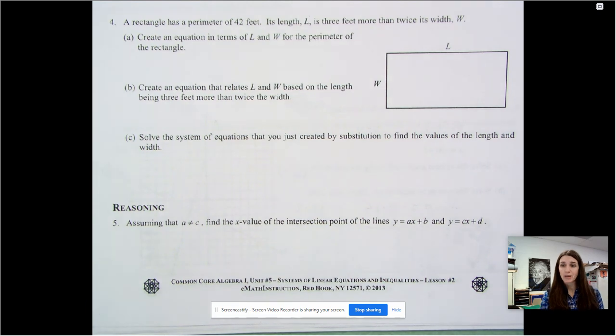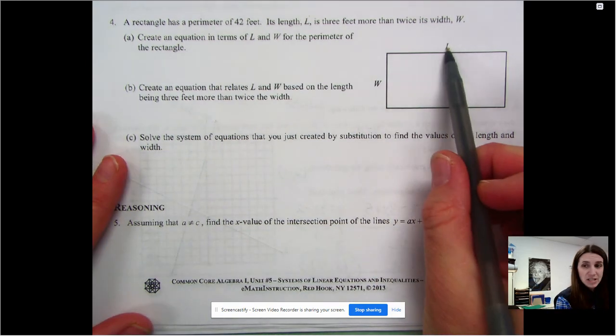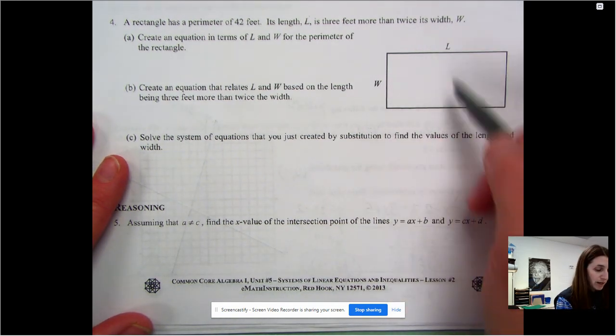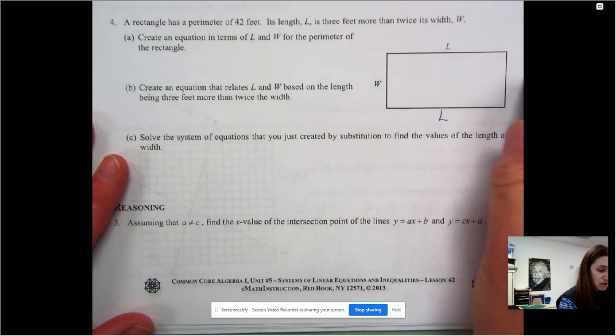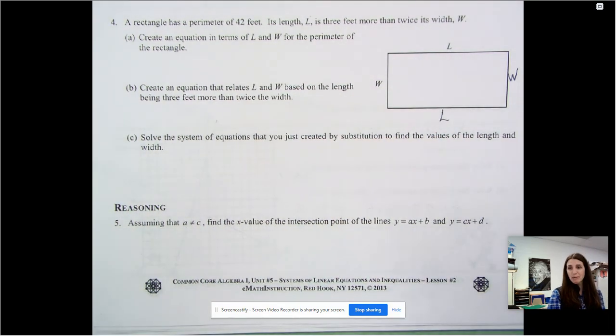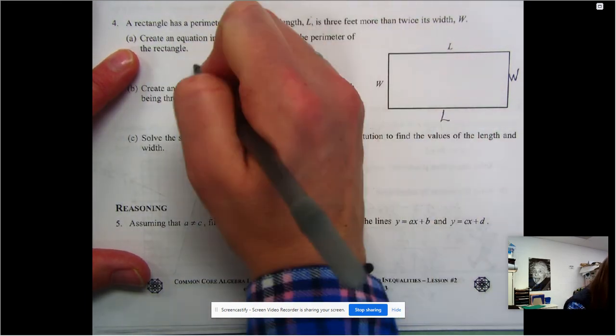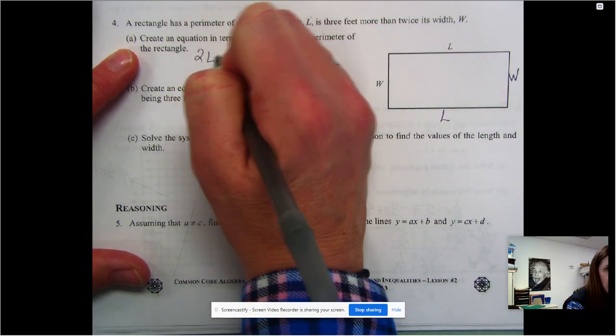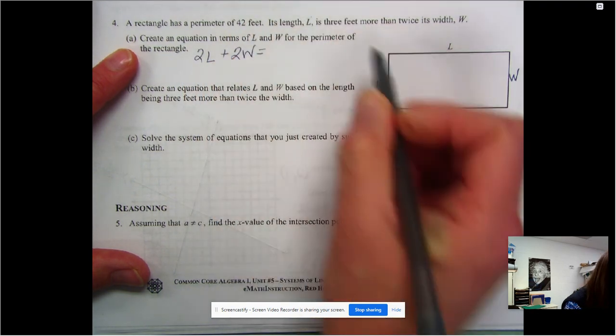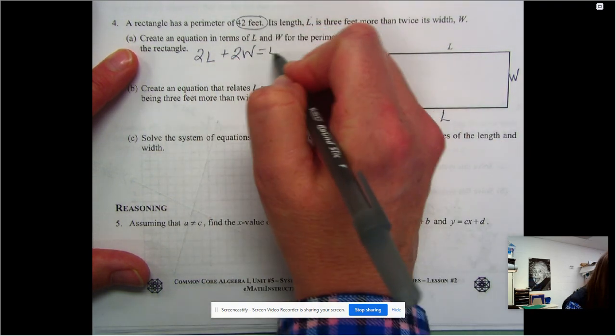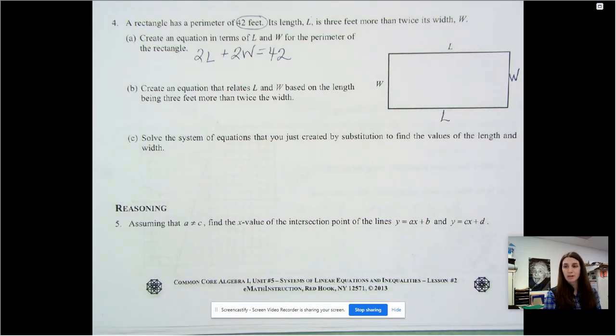Okay. Well, what I like to do is draw a rectangle, but we already have one, so the visual is already there for us. I also like to say to myself, if this is the length and this is the width, then this is also the length and this is also the width. So I double label everything just for myself. Remember that perimeter is where we add up all the sides of the rectangle. So the equation of the perimeter would be L plus L, or 2 lengths, plus 2 widths equals 42 feet. So there's our equation for our perimeter.